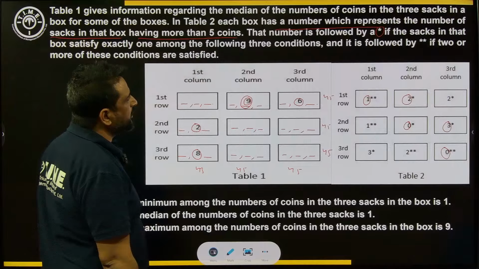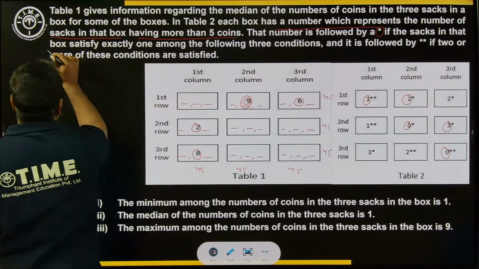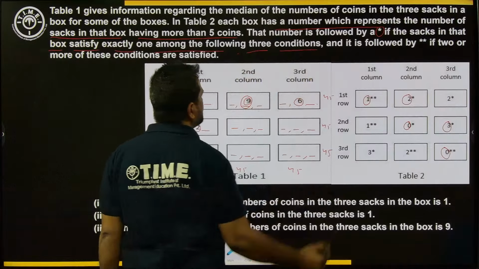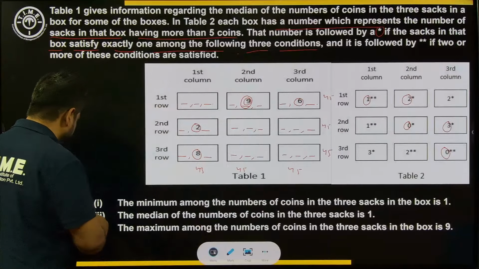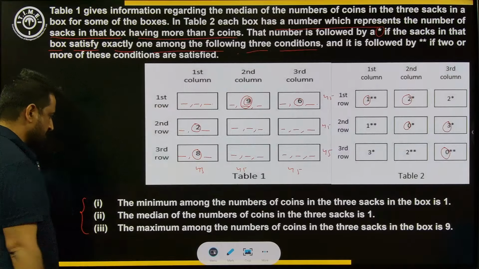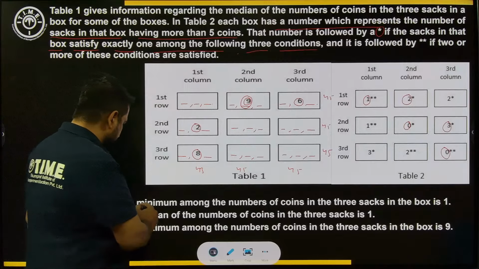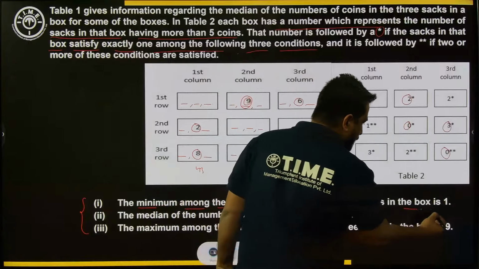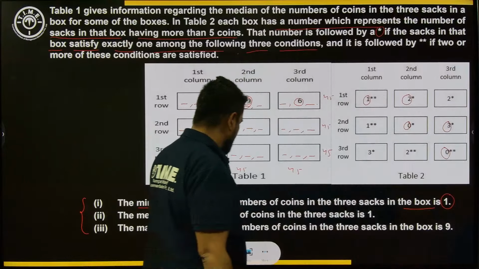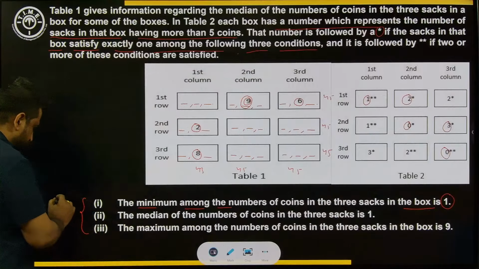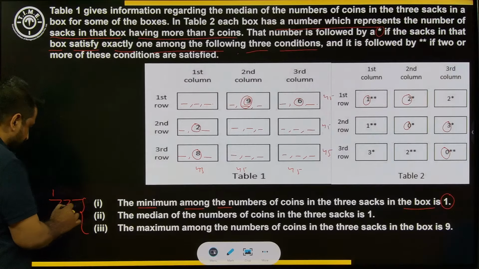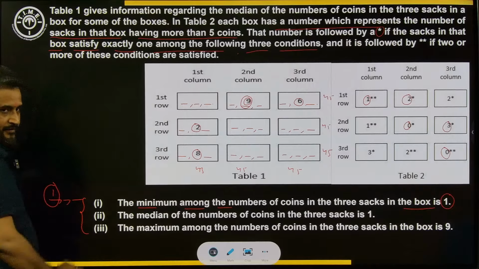If a number is followed by a star, it means the sacks in that box satisfy exactly one among the following 3 conditions. Okay. What are the 3 conditions? Yes, these are the 3 conditions. What is the first condition? The minimum among the numbers of coins in the 3 sacks in that box is 1. Which means that in each box we have 3 sacks, and when you arrange the numbers in ascending order, among these 3 sacks, the minimum is 1.